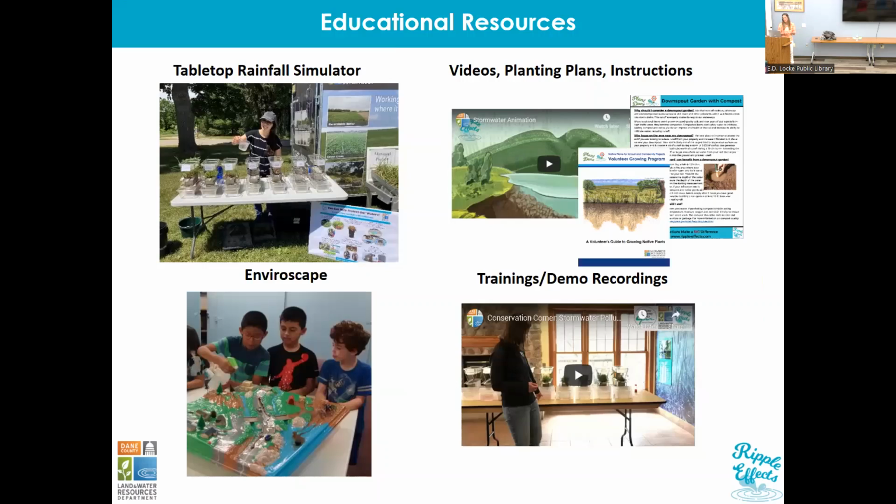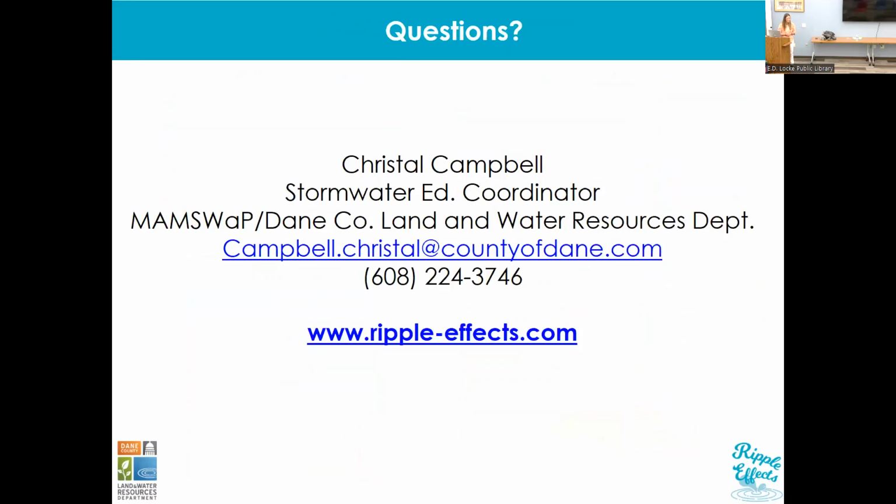We also have a lot of resources online. We have videos and planting plans and instructions if you're looking to build a rain garden or a downspout garden, or even grow native plants from seed on your own. Our EnviroScape is a watershed model that we check out to anybody who wants it. It shows how water flows over land and the impact that our actions on land can have. We also have trainings and demonstrations that are recorded on our website as well. That's all I really have, unless anybody has any questions.